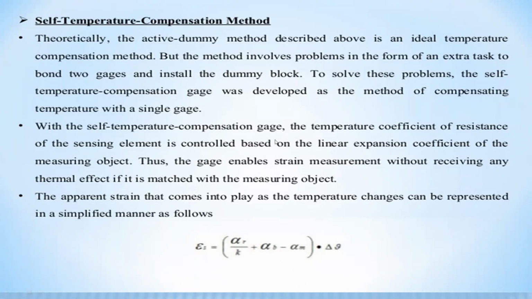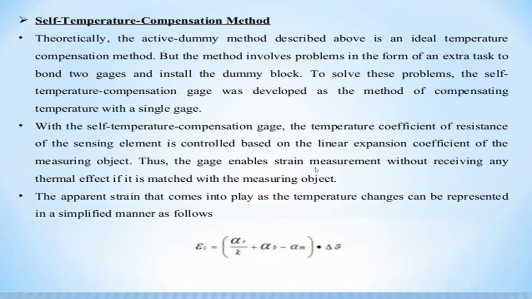With the self temperature compensation gauge, the temperature coefficient of resistance of the sensing element is controlled based upon the linear expansion coefficient of the measuring object. How much temperature is developed on that strain gauge, that temperature coefficient of resistance of the sensing element is controlled. The temperature sensing element is controlled based upon the linear expansion coefficient of the measuring object.